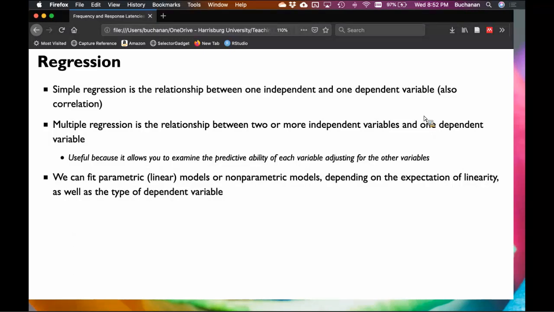So we're gonna fit linear models or parametric models, although we could fit non-parametric models where we could think about distributions that aren't normal, right? So Poisson distributions that are heavily skewed towards zero. And if we switch to a categorical variable, then we'd be back at logistic regression. So all of these things are kind of tied together, depending on the expectation of linearity and normality.